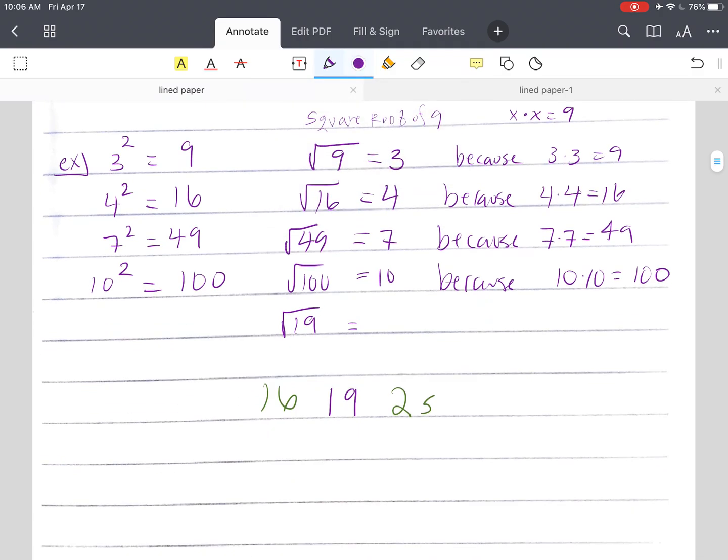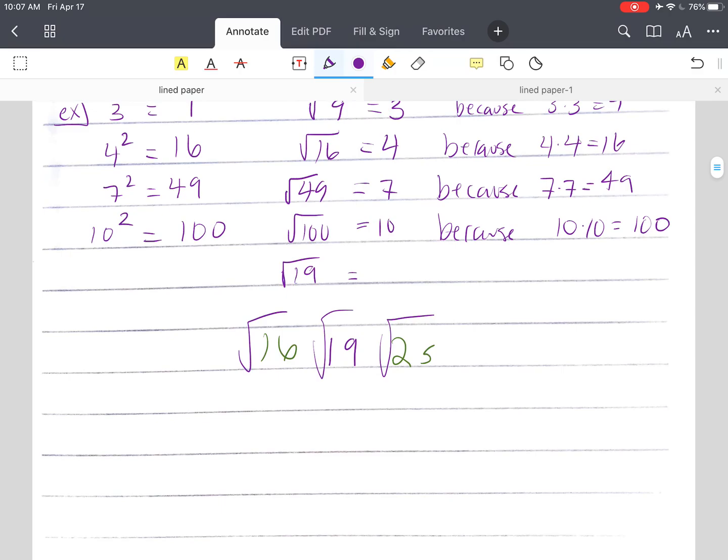Now, let's use purple, whatever. When you take the square root of these numbers, because we're trying to figure out the square root of 19, the square root of 16 is 4. We know that because 4 times 4 is 16. We know the square root of 25 is 5, because 5 times 5 is 25. And then here we have square root of 19. So, between what two numbers do you think the square root of 19 is? Between 4 and 5.